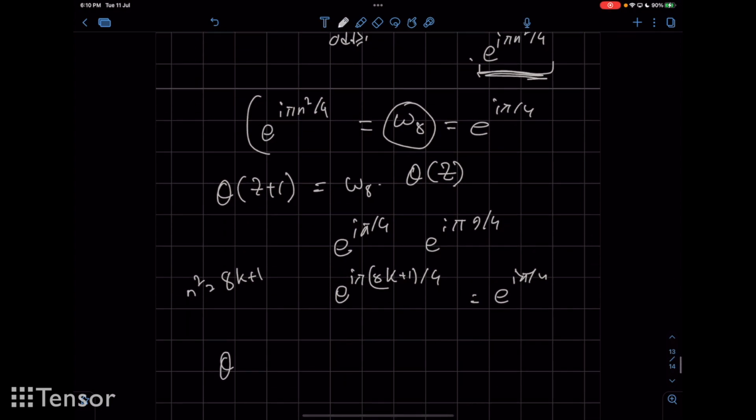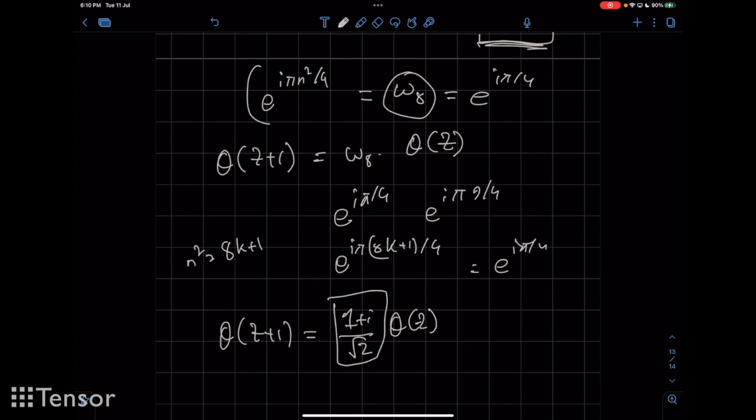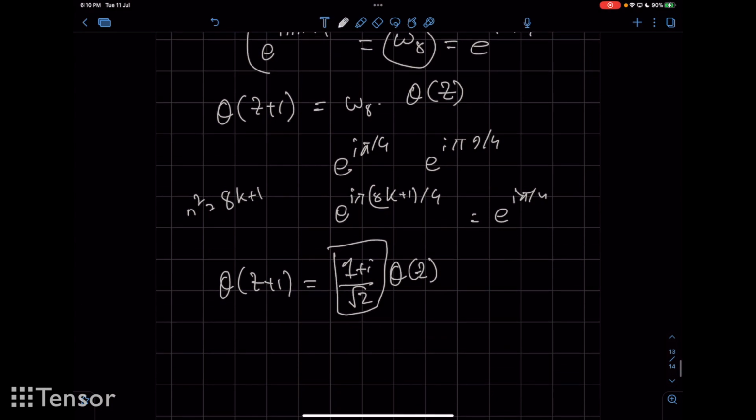So therefore, theta of z plus 1 is equal to, what is e to the i pi over 4? It's (1 plus i) divided by its length, square root of 2, times theta of z. So it's e to the i pi over 4. And raising it to the power 8, this becomes 1. So delta of z plus 1 is equal to delta of z.